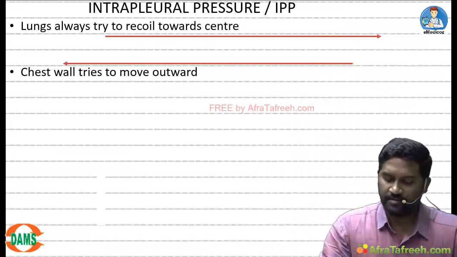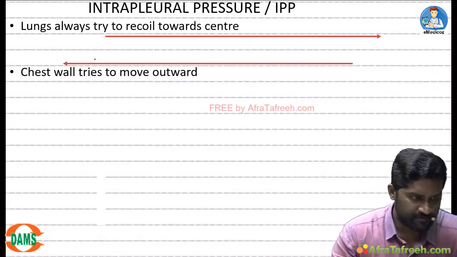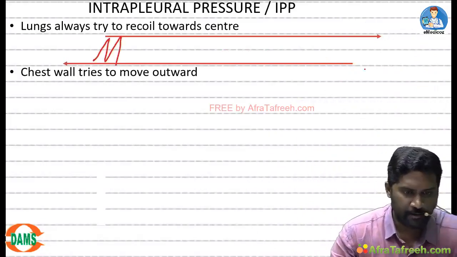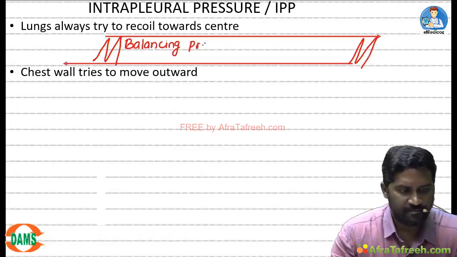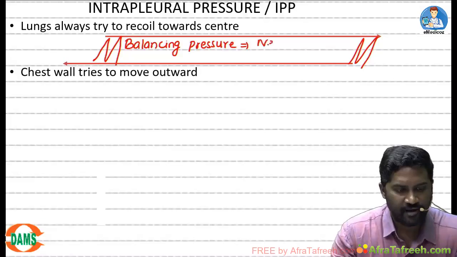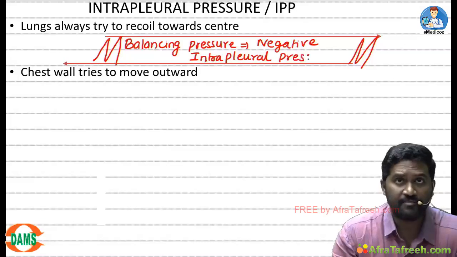So between these two opposite forces there is a balancing pressure. This balancing pressure is called negative intrapleural pressure.